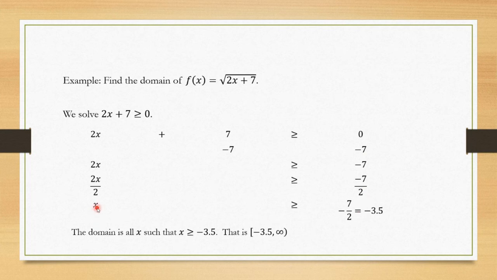So in this case, the domain is, so here, this is non-negative only when x is greater than or equal to -7/2. So x is greater than or equal to -3.5. So in other words, the domain is this interval.